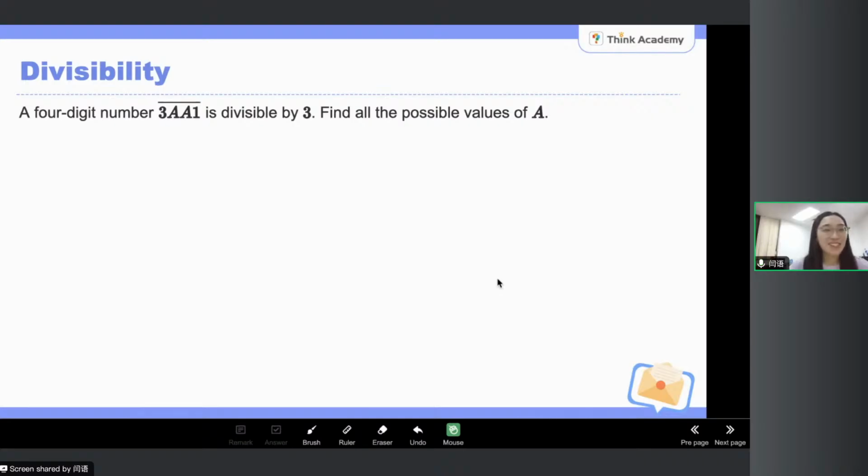For this question, maybe I give you 30 seconds. Take out your pencil and paper. Quickly do some calculation. A 4-digit number, 3A A1, 3,881 is divisible by 3. Find all the possible values of A quickly.